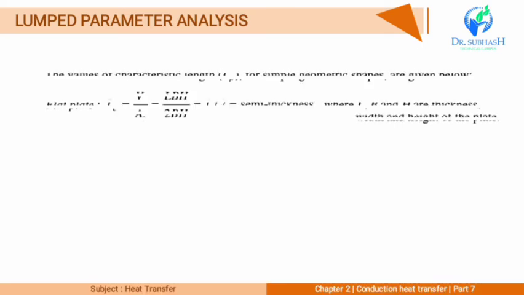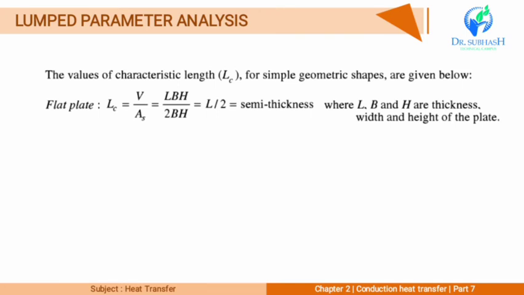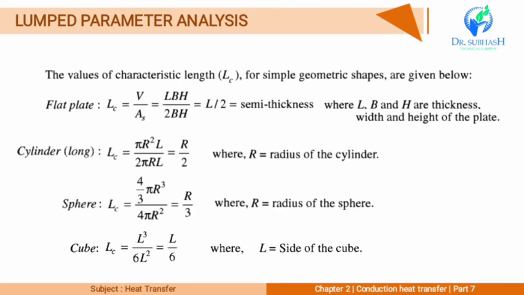The values of the characteristic length for simple geometric shapes are given below. For the flat plate, the characteristic length is equal to V divided by A. So here the volume is length into width into height divided by area 2 into BH, so it is equal to L by 2, the semi thickness, and as I said, L, B and H are the thickness, width and height of the plate.